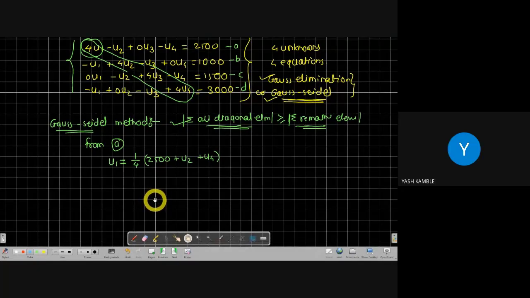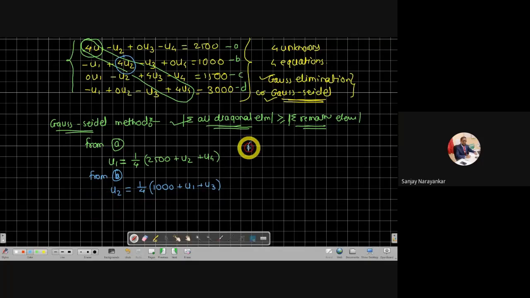Okay. Now, similarly, we can write from B. We will write now for U2. U2 is equal to 1 by 4 (1000 plus U1 plus U3).